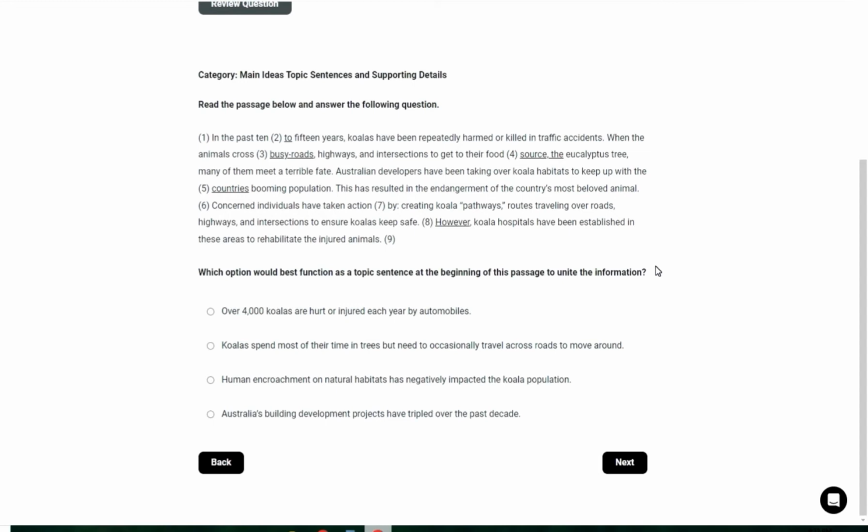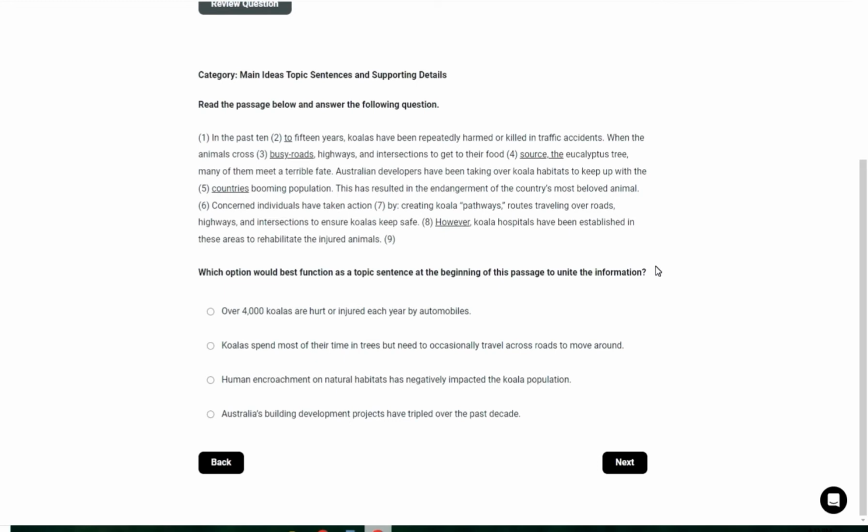All right, great. Let's look right into it. The main idea of this passage is basically talking about how traffic incidents have killed koalas and people have tried to find solutions in order to save them. So let's look at A. Over 4,000 koalas are hurt or injured each year by automobiles. Well, that's kind of just a fact. It's not really uniting the information, so I crossed that one off right away.